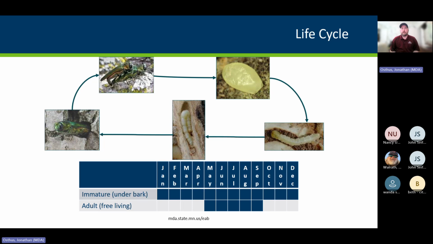So we track emergence using degree day modeling. Basically, it begins emergence at 450 growing degree days with a base temperature of 50, which doesn't really matter for everyone's purposes here. But essentially, in central Minnesota, we typically get to beetle emergence around the beginning of June. So the beetles are going to start emerging from ash trees here pretty soon.